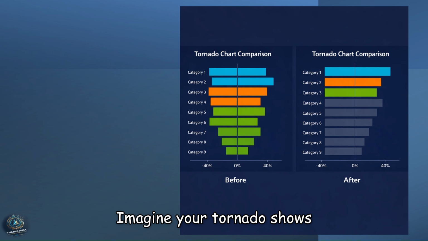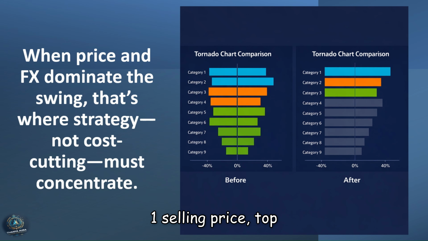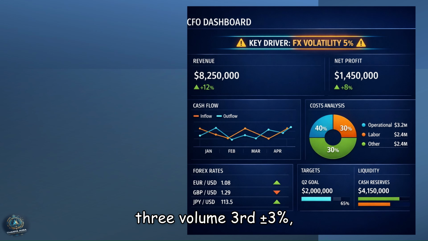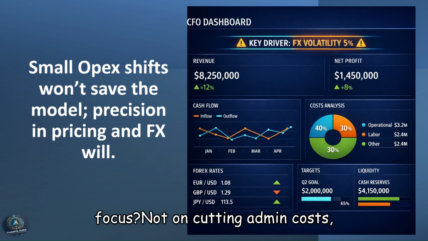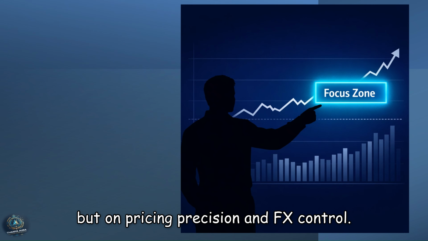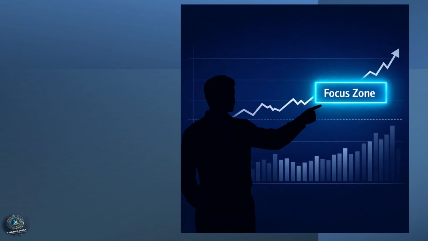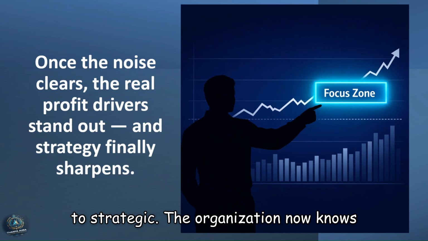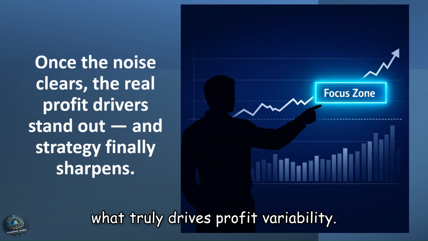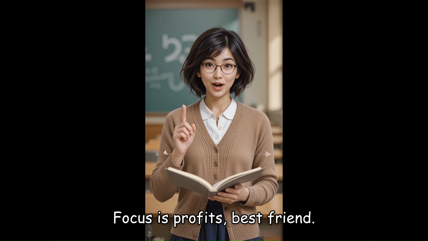Imagine your tornado shows. 1. Selling price, top bar, plus or minus 8% margin swing. 2. FX, second, plus or minus 5%. 3. Volume, third, plus or minus 3%. 4. OPEX, bottom, plus or minus 1%. Where should the CFO focus? Not on cutting admin costs, but on pricing precision and FX control. This visual shows focus shift from broad to strategic. The organization now knows what truly drives profit variability. Focus is profit's best friend.